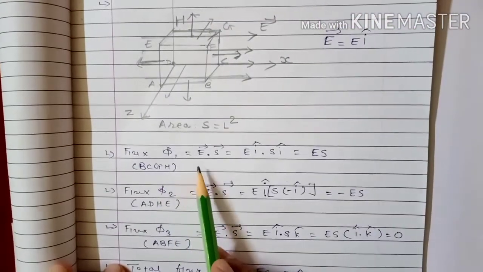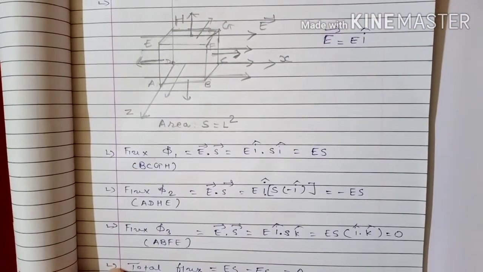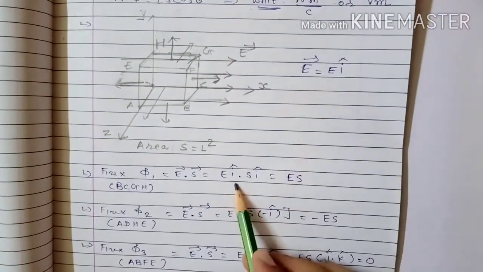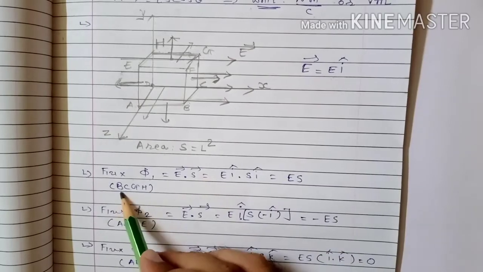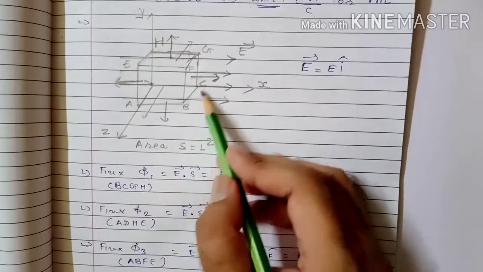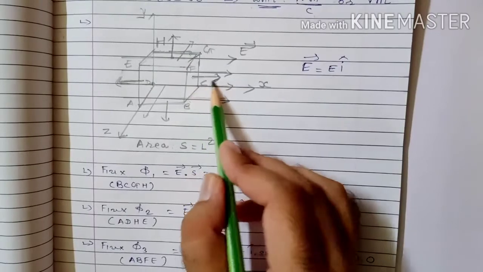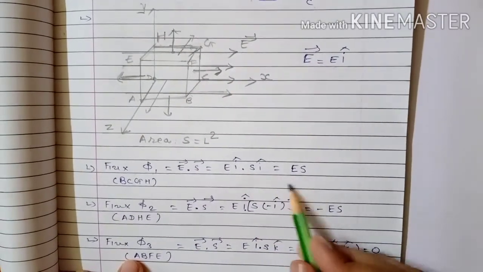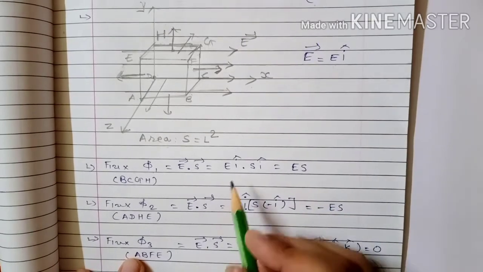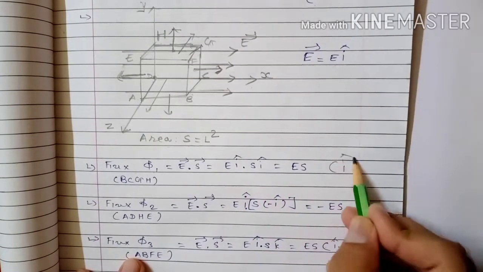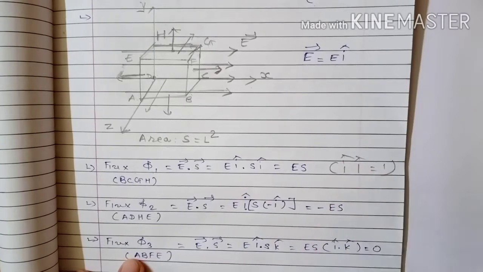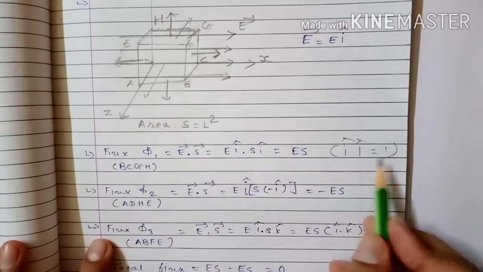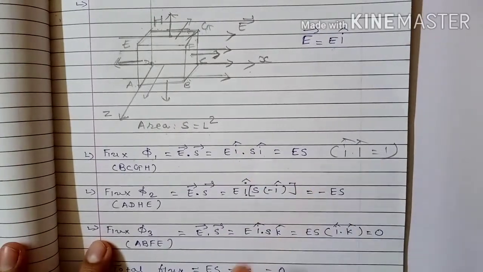So flux phi 1 is equal to E vector dot S vector. E vector, already I told you, E vector is equal to E I cap, into direction of area vector for this surface BCGH. That is in which direction? X direction. So for that we have to take S I cap, so it is E into S. Why? Because I cap dot I cap is equal to 1. Both are in the same direction. Therefore, I cap dot I cap is 1. So it can be written as ES.